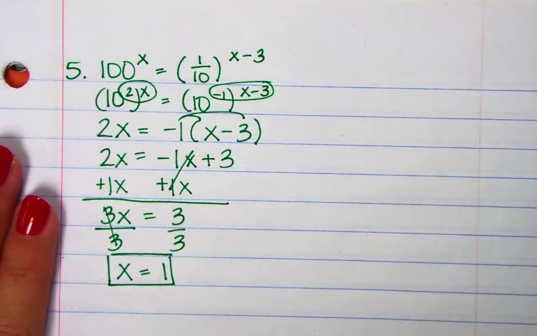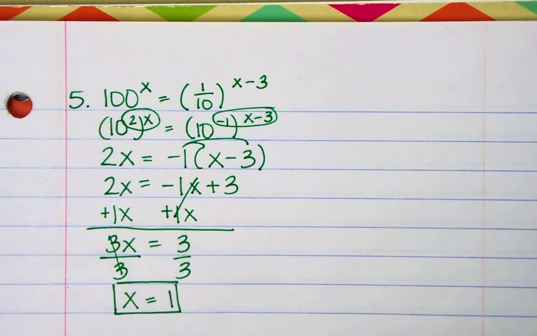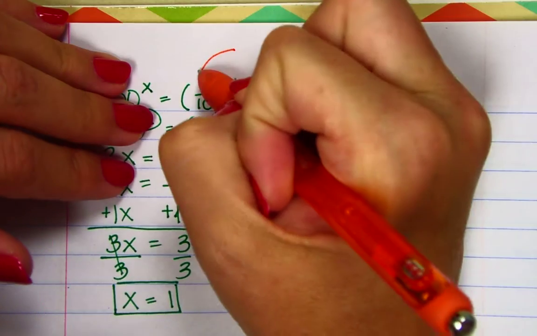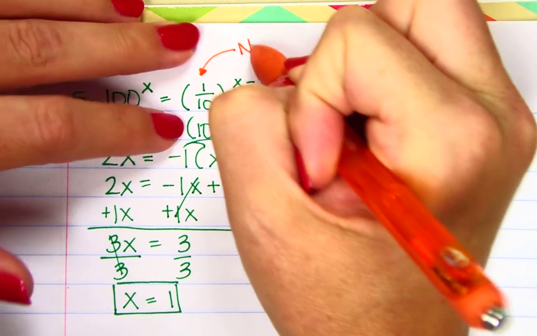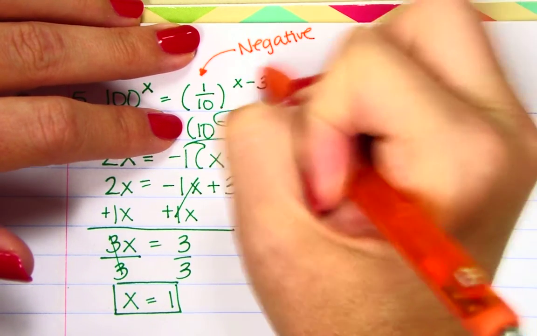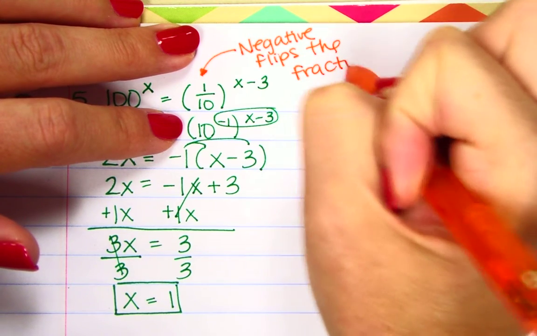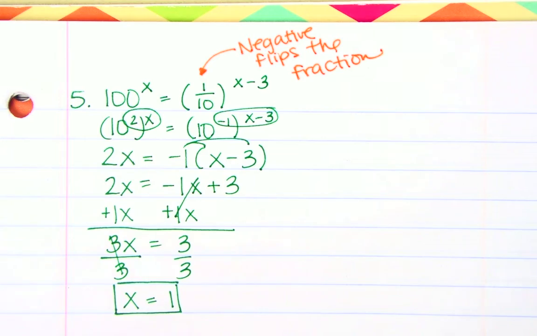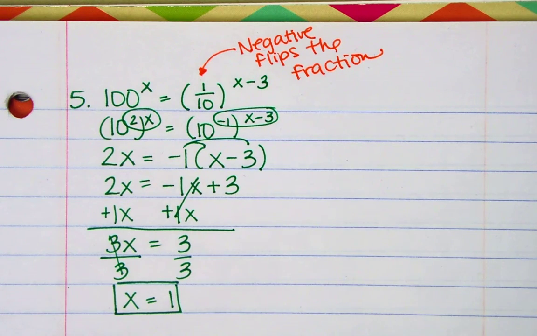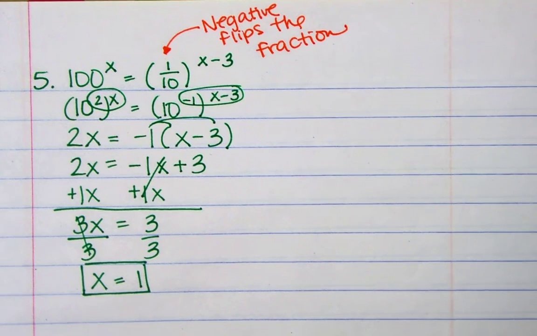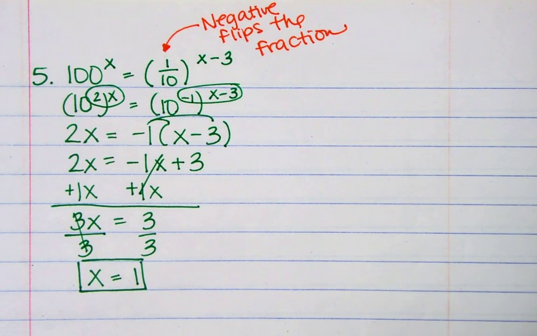Any questions on this one? No? Okay, I'm going to write myself a little note here. Negative flips the fraction. I just like to make notes like, how did I get that? That way I'll remember. We've already had that in our notes, but just learning something one time doesn't necessarily mean you're going to remember it forever. So put a little note there so that when you look back, you'll say, oh yeah, now I know why I did that.